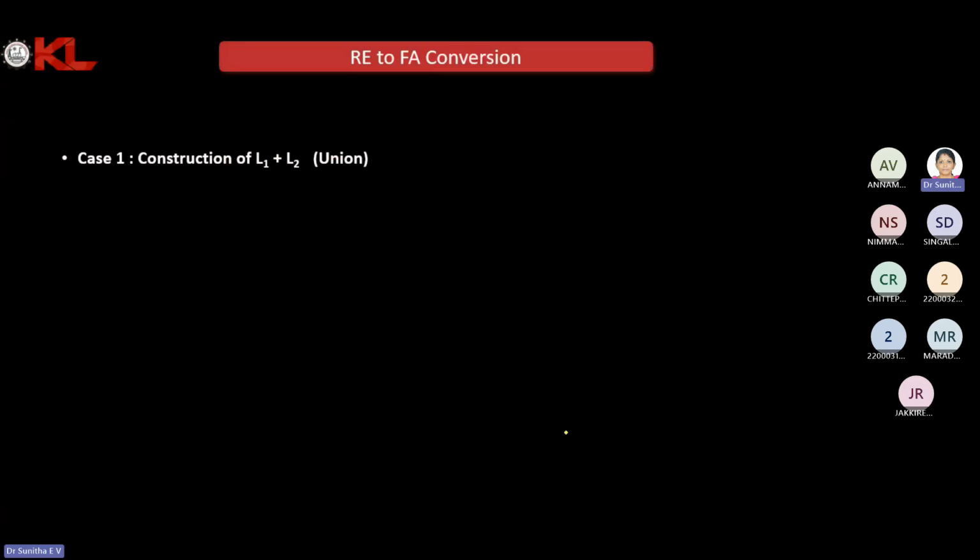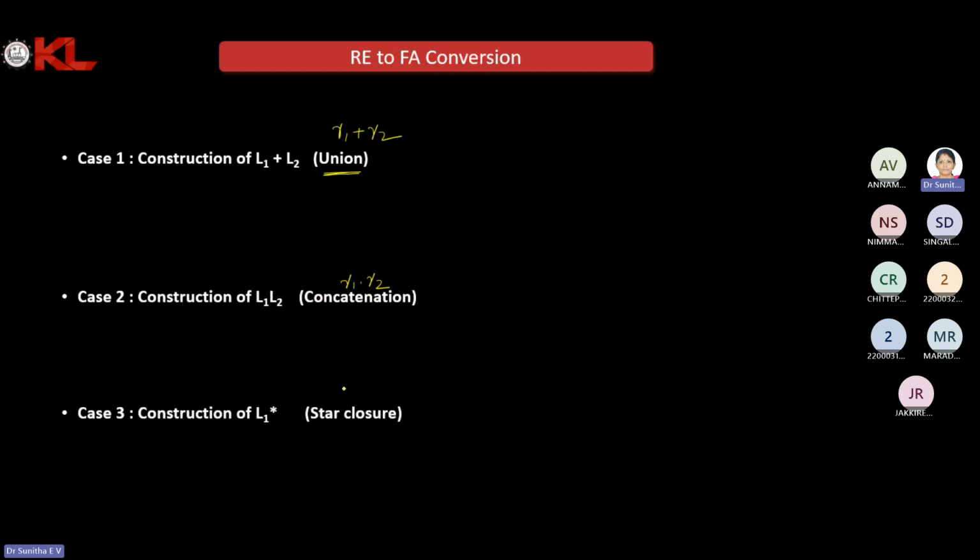The construction of regular expressions to finite automata. One operation we can do is union, that is R1 union R2. How do we represent R1 union R2? Then another operation is concatenation, that is R1 concatenated with R2. How do we construct the finite automata for this? Then the last one is star closure, R1 star. How do we represent R1 star?